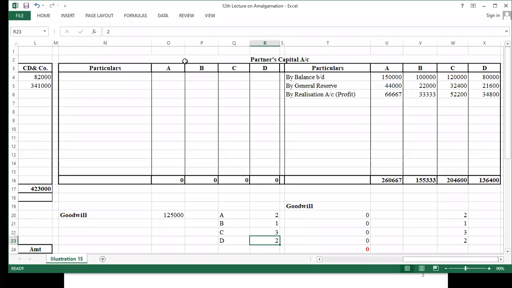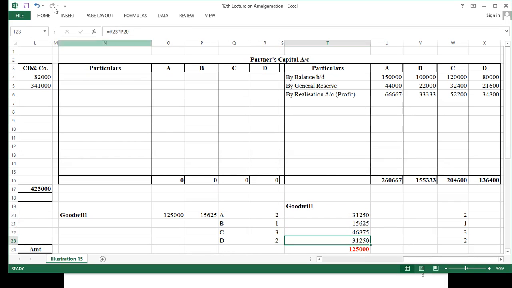2:1:3:2. Okay. Now the total unit is 5. So 1,25,000 divided by 8. Total unit is 8. So it comes to 15,625. I've already applied a formula. So I got a goodwill share of each and every partner.